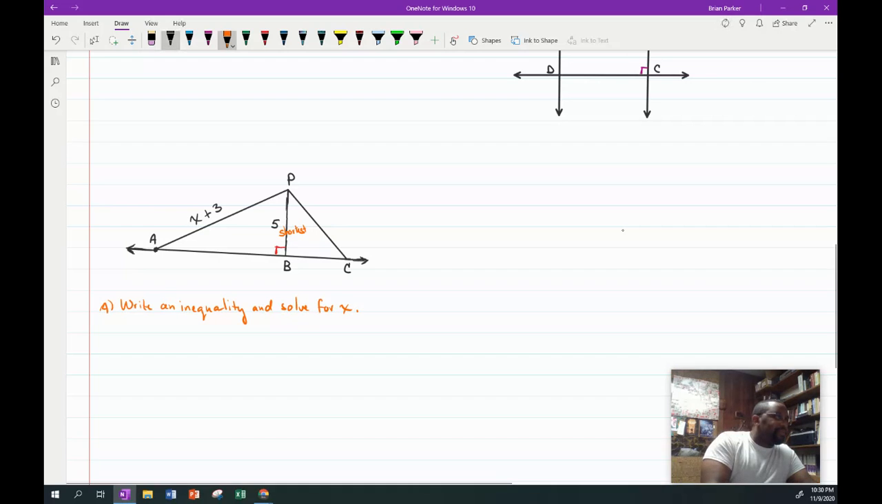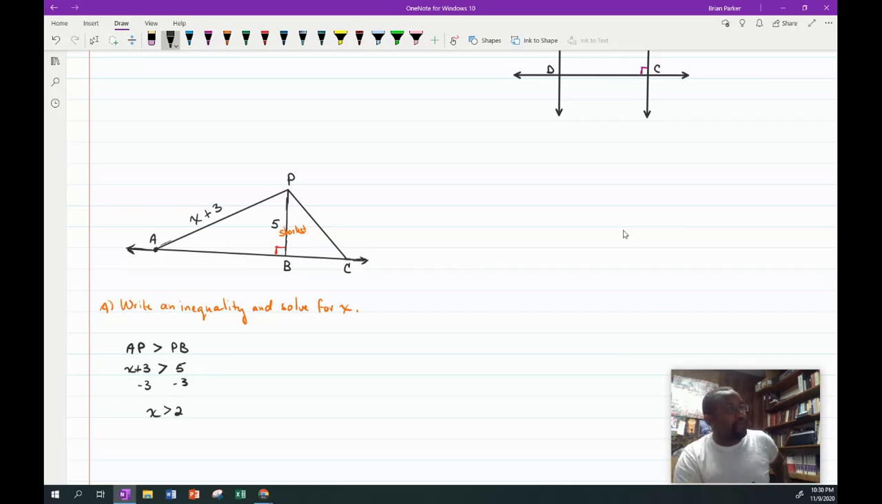Well, that's really not too bad, because we've got x plus 3, but whatever x plus 3 is, we know that this big segment AP is greater than segment PB. We know this because PB is the shortest one. So now I'm just going to use the substitution property, and we're going to say AP is x plus 3, and that needs to be greater than 5. All right, now we'll just solve it. Subtract 3 from both sides. So whatever value x is, it needs to be a number that's greater than 2.